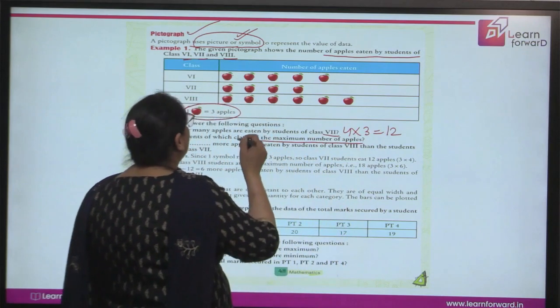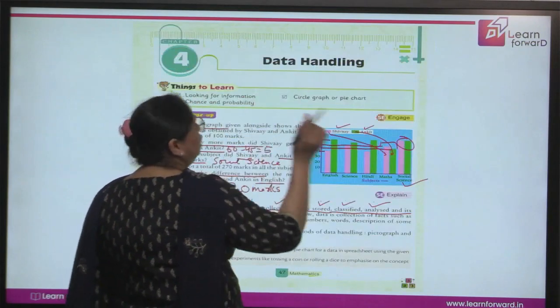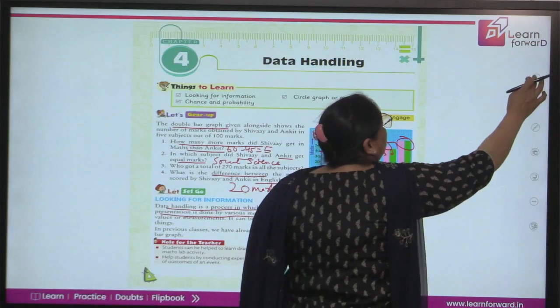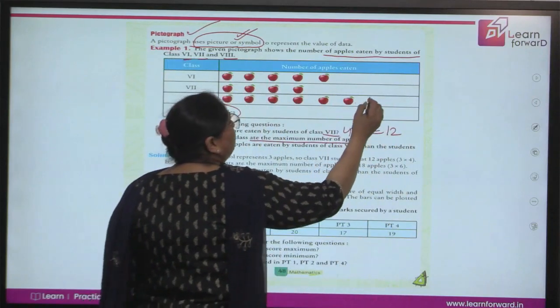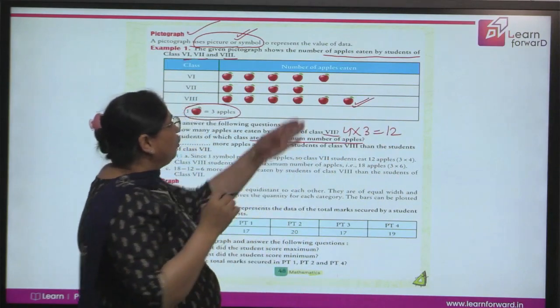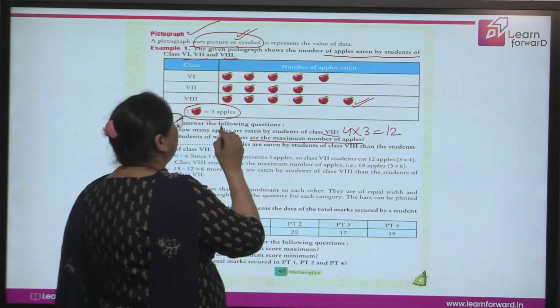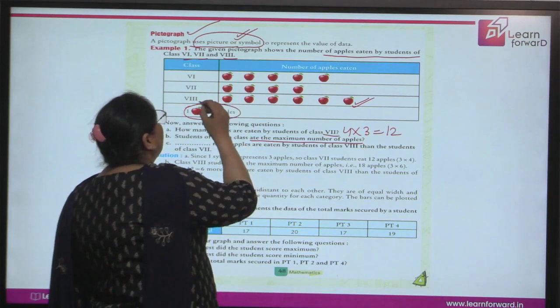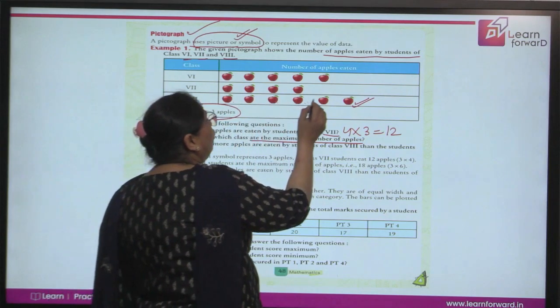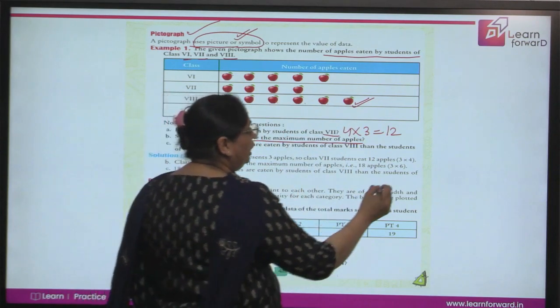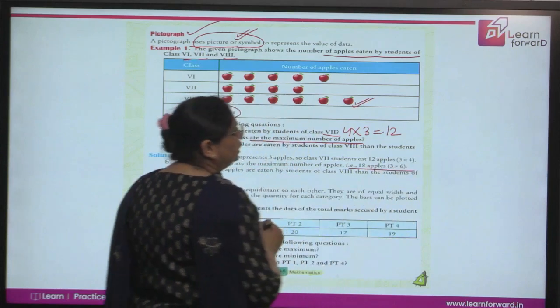Here you can see 8th class has eaten the maximum number. We can see from this side also by counting the number of apples and by calculating the total number of apples eaten by class 8th. 1, 2, 3, 4, 5, 6. 6 3s are 18 apples eaten by class 8th.